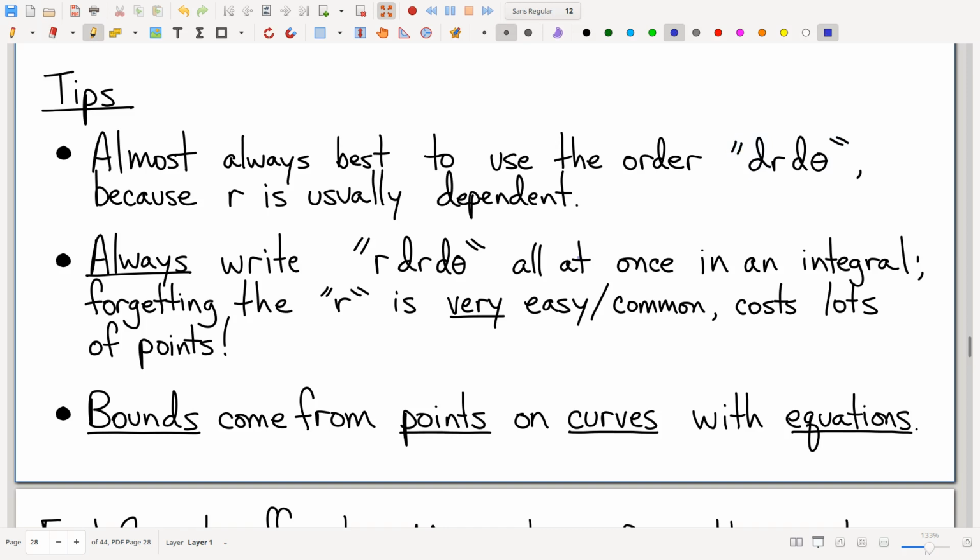Secondly, I advise that when you write down dr d theta, always write r before you write down the dr d theta. Always write them down together.